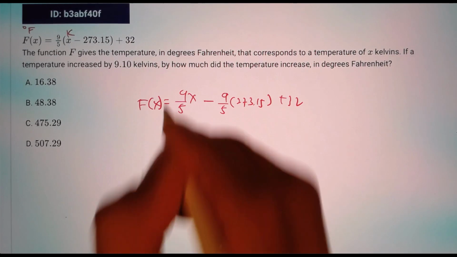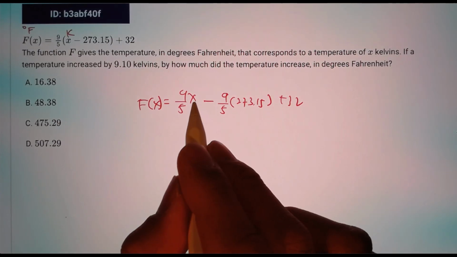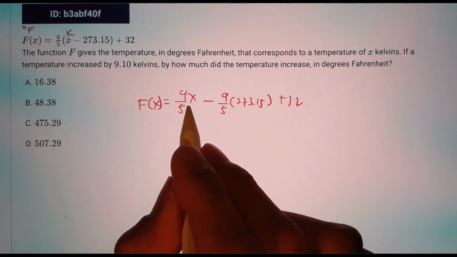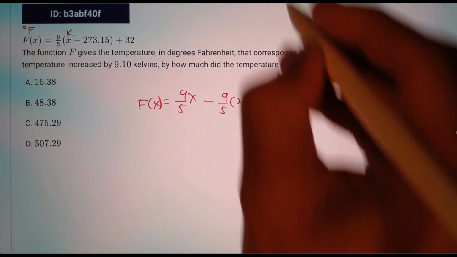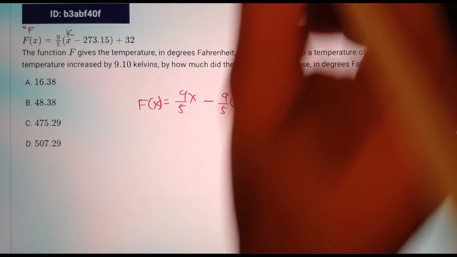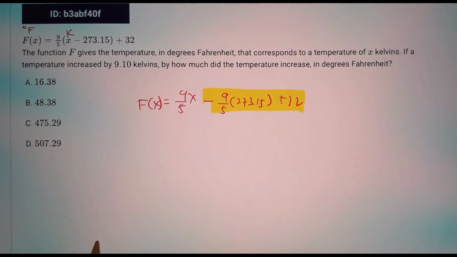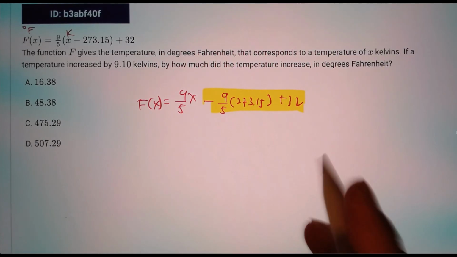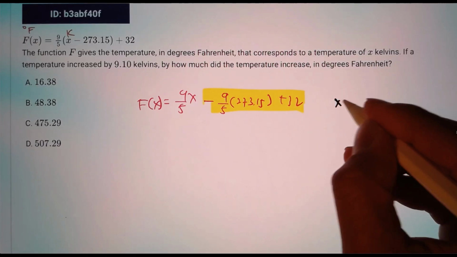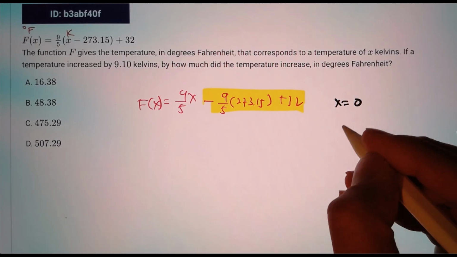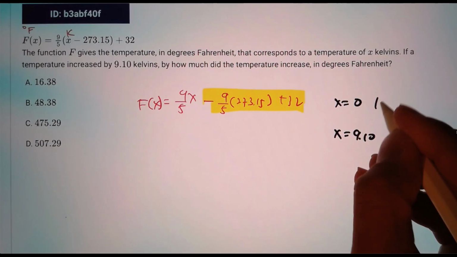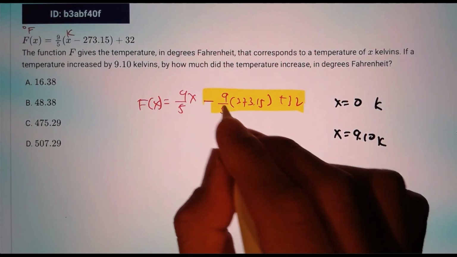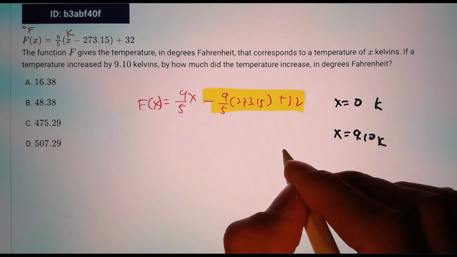I purposely did it because whether you start with 0 and then put in 9.1, everything else here, the part I'm going to highlight, is not going to change. I mean, you can try it. If this whole thing is confusing, you can set x equals 0 here, and then you can set x equals 9.1. Remember, both are x, and it has to be Kelvin. If you do that, this part is not going to change.